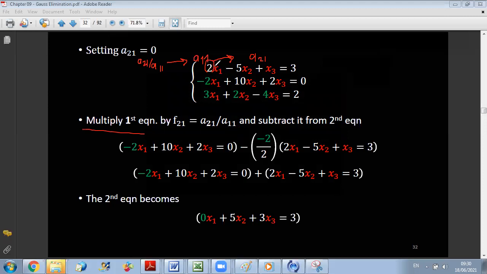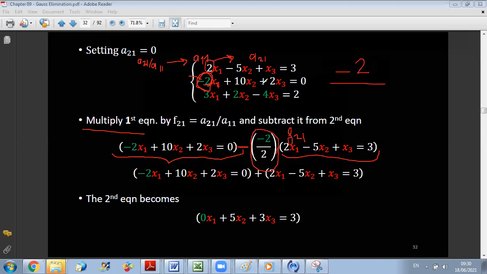Let us verify this in this example. The technique is to take equation 2 as it is, which is -2x1 + 10x2 + 2x3, and subtract from it equation 1 multiplied by the factor f21. In this example, a21 is -2 and a11 is 2. So I should do -2 over 2 times equation 1.